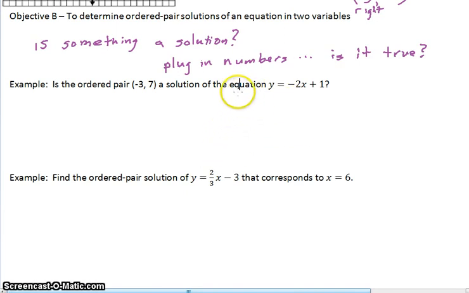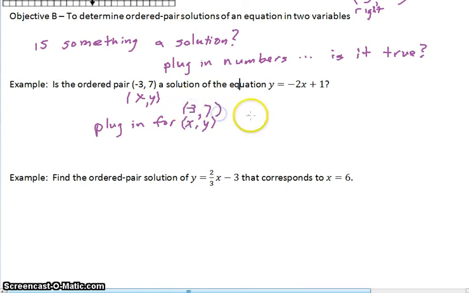So you see this equation here. It says, is this ordered pair, and we have an ordered pair x comma y here, a solution to this equation? Well, what we're going to do is plug this in for x and y and see what happens. Wherever I see y, I'm going to replace that with a 7. Wherever I see x, I'm going to replace that with a negative 3. And we're going to see what happens.